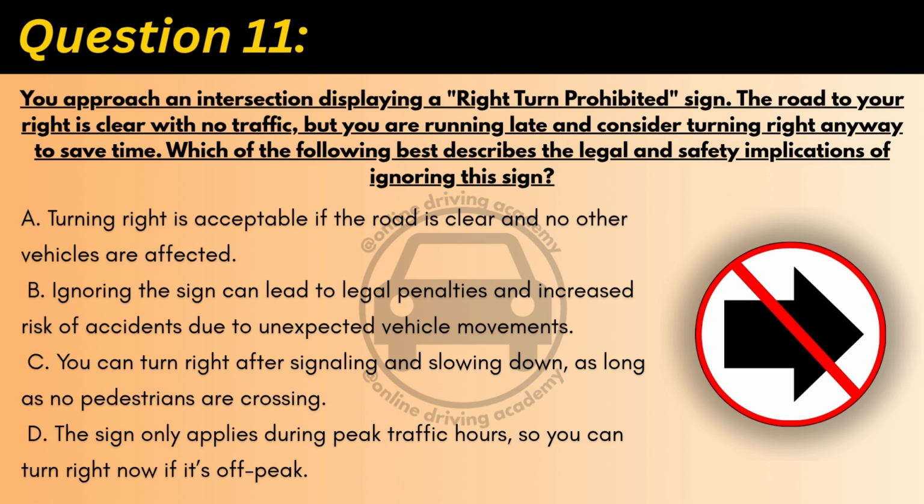You approach an intersection displaying a right turn prohibited sign. The road to your right is clear with no traffic, but you are running late and consider turning right anyway to save time. Which of the following best describes the legal and safety implications of ignoring this sign? Is it option A? Turning right is acceptable if the road is clear and no other vehicles are affected. That's incorrect, because what you are doing is you are disobeying a road sign, which is illegal. Option B says ignoring the sign can lead to legal penalties and increased risk of accidents due to unexpected vehicle movements. Now option B will be your correct answer.